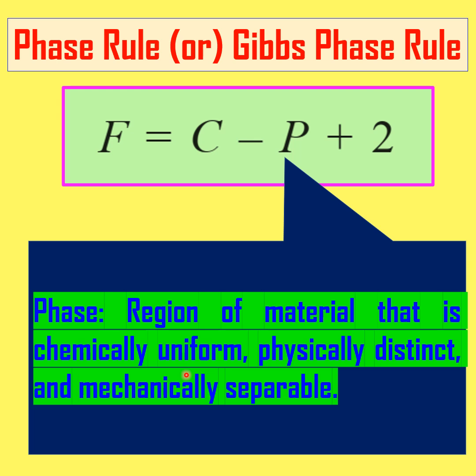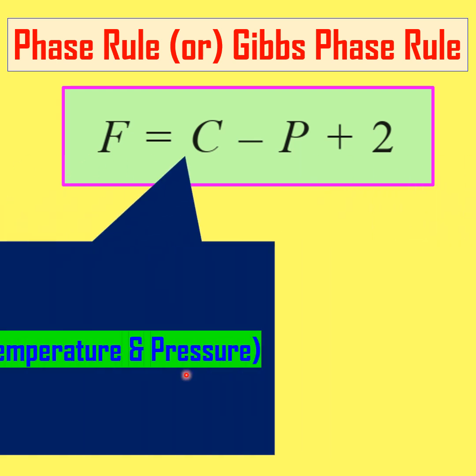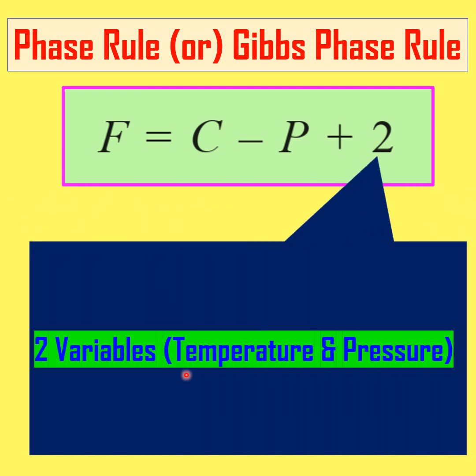The last one is the variables. The two external variables are pressure and temperature.